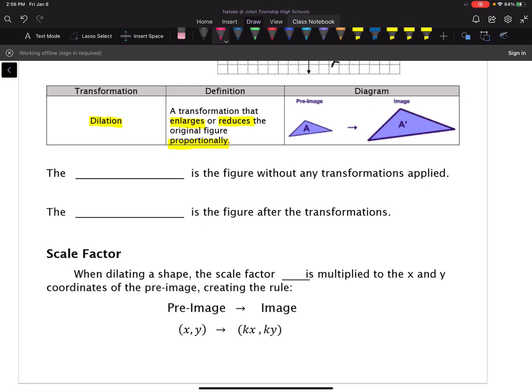So when we're talking about dilations, you might hear me use the words pre-image and image. The pre-image is going to be that shape that we start with and we don't have any transformations applied to it yet. Once we do apply transformations to that figure, we're going to get what's called the image.